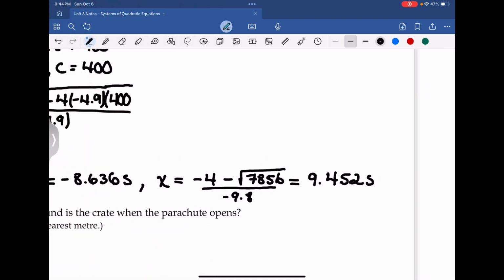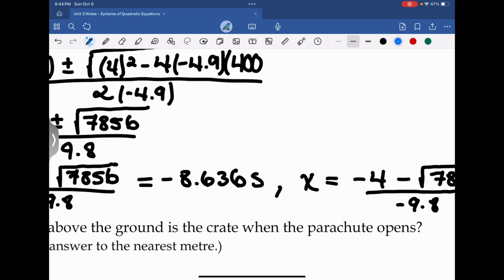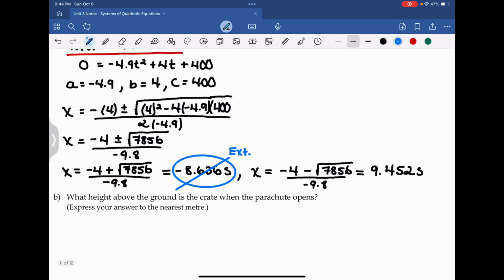Okay, now let's reflect on this problem here. What did they specifically ask for? Solve algebraically to the nearest hundredth, or the second decimal place. So we're going to round these to 2 decimal places. First I've got to reflect on which of these is extraneous. If you get a negative amount of time, clearly that's not going to satisfy the problem. So what I want you to do is circle it, line through it, and put ext, representing that this is the extraneous solution. The solution we're interested in is this one here, the 9.45 seconds.